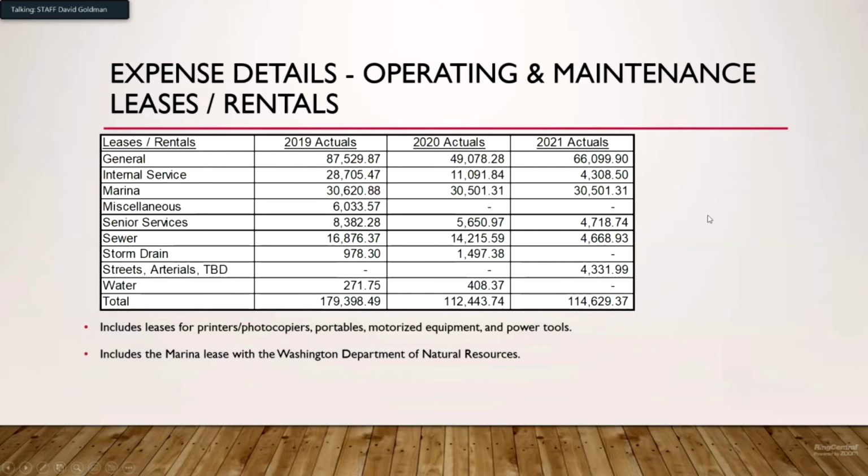So leases and rentals includes leases for printers and photocopiers, portables, motorized equipment, and power tools. And also the marina's lease with the Washington State DNR. And this is how they're broken down among the different funds. It's a smaller amount than some of the other things we looked at, so I was able to put in some of the smaller numbers here for context purposes.